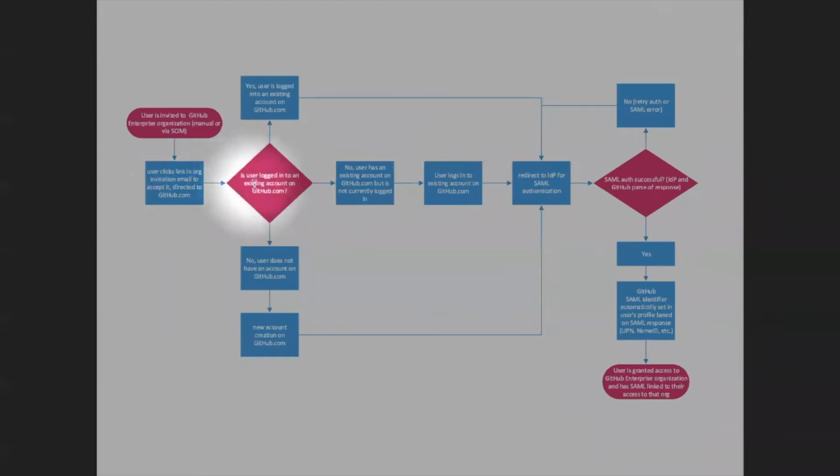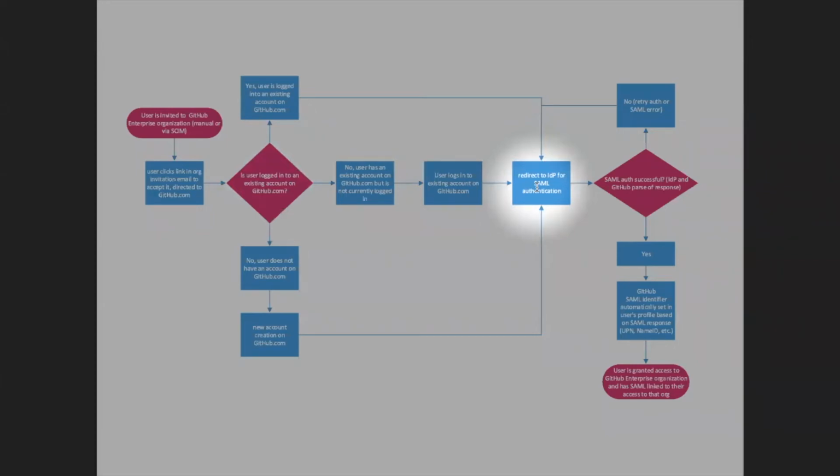The user is then checked: is there an existing github.com account, and is the user logged in? If not, the user is going to have to create this new account. The second scenario is the user has this account and is logged in, then it's fine. It's going to be redirected to the IDP. And the case in the middle is if no, but the user has an account, so the user has to do this login process before. So that's just to highlight these three scenarios. But ultimately, it's going to land on the IDP page if everything goes all right.